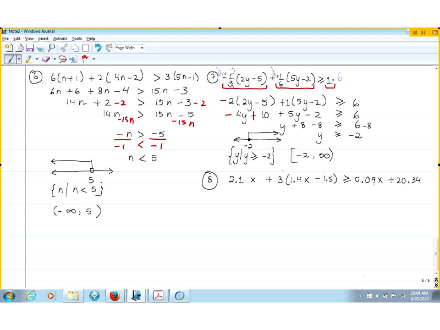All right, now the last problem. Let's distribute first. So 2.1x plus, what is this? 3 times 1.4. So 4.2x minus 4.5 is greater than or equal to 0.09x plus 20.34.